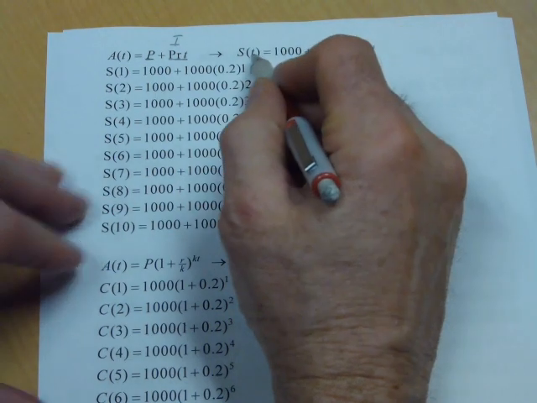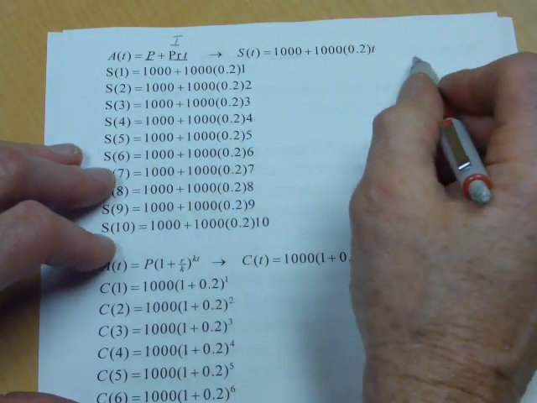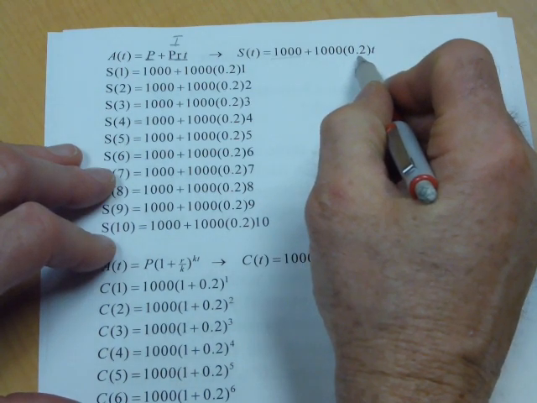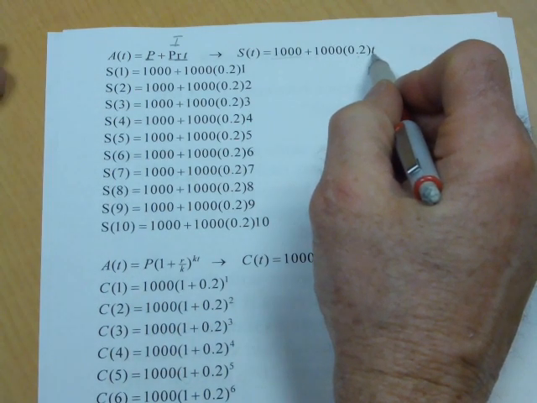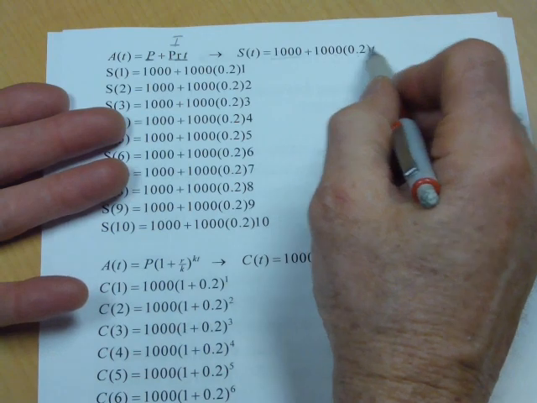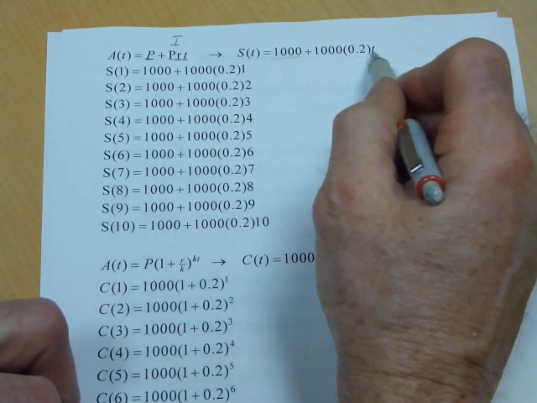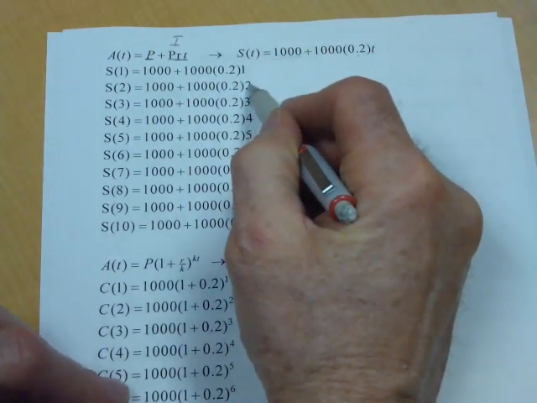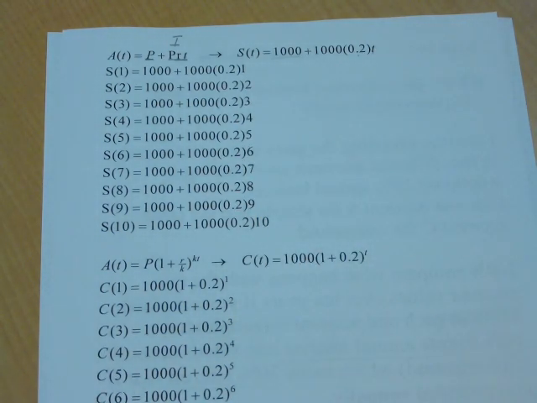So the general formula for our situation: the principal we're investing is $1,000, and we'll add on to that $1,000 times 20%, which is 0.2, times T. Now if you invest for 1 year, you get 20% of $1,000 for 1 year. If you invest for 2 years, you get 20% of $1,000 for 2 years, and so on. And so you have these formulas where T is getting bigger for all 10 years. And so we'll take a look at our calculator.